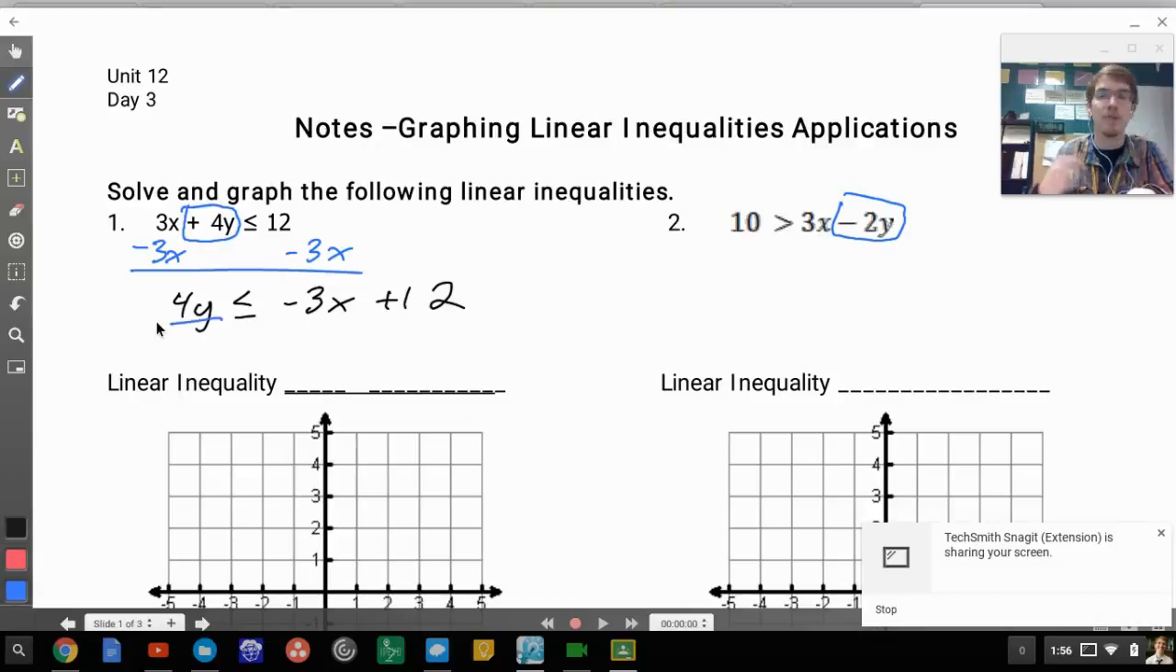So the question becomes, am I going to flip the sign? That answer will be no, because this is a positive number. I'm dividing by a positive number, so no flipping goes on. So we'll get y is less than or equal to negative 3/4 x plus 3.